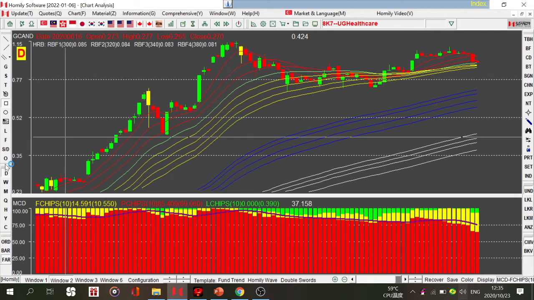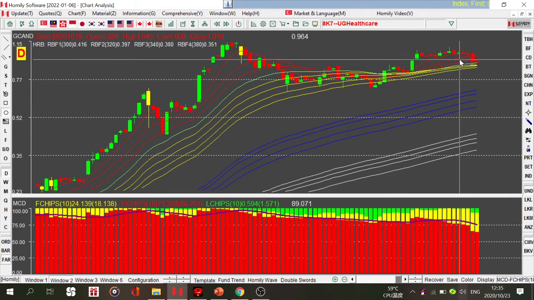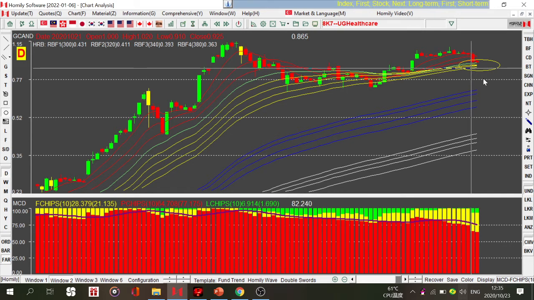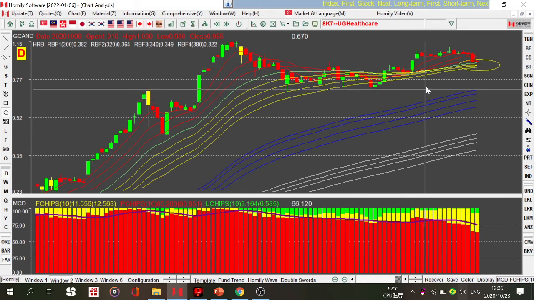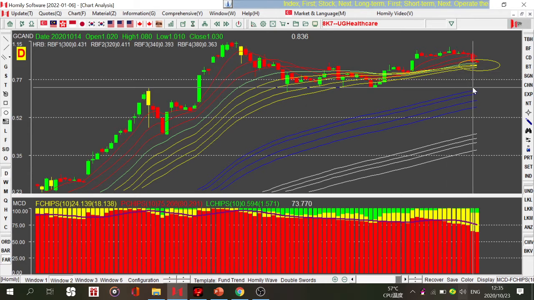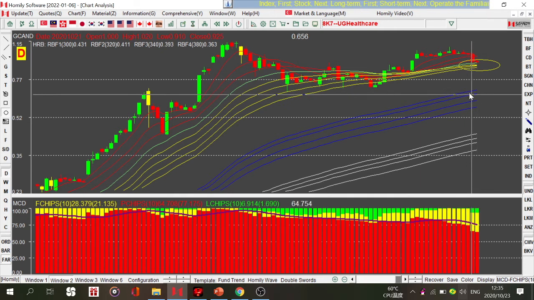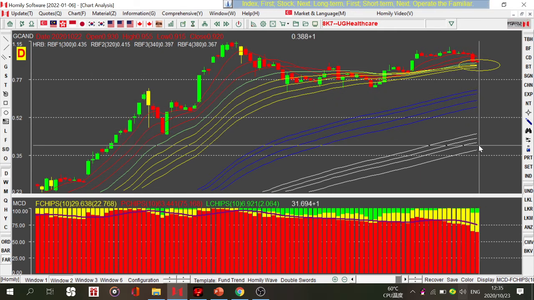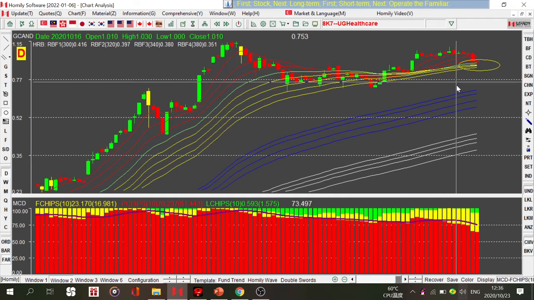Okay, so if the price remain above the yellow lines of Homely Rainbow, means for medium term, the upward momentum is still strong. But if the price drop below the yellow lines, means the medium-term upward momentum already turned weak. For medium term, the price might drop even further to touch the blue lines below, or maybe even the white lines below. Need to wait and see, right?